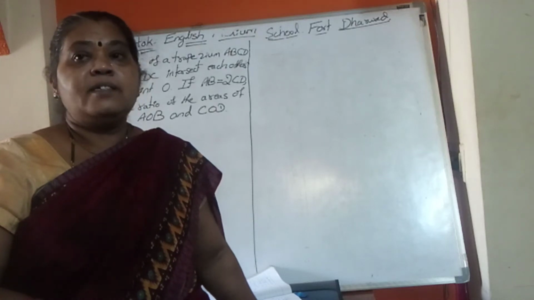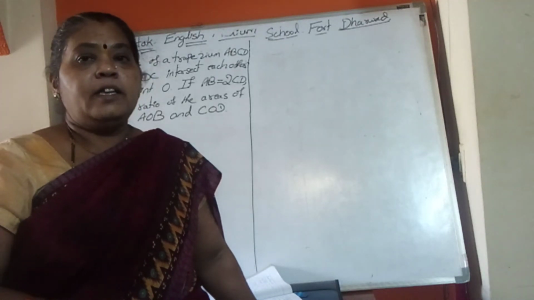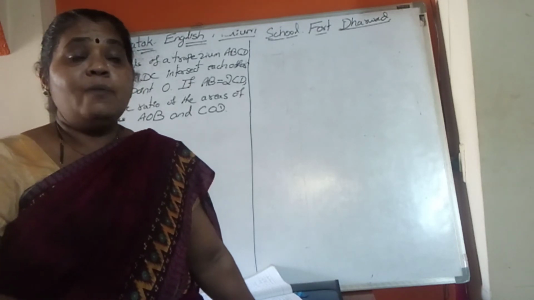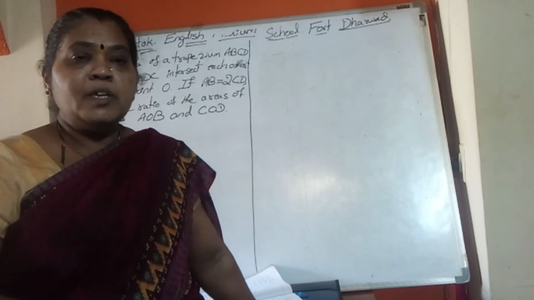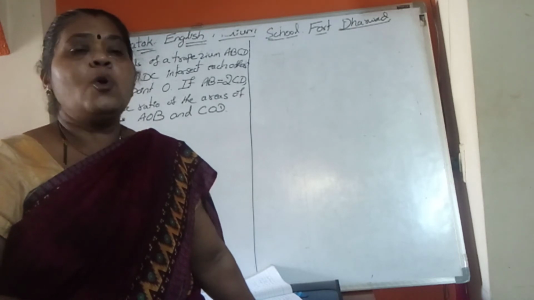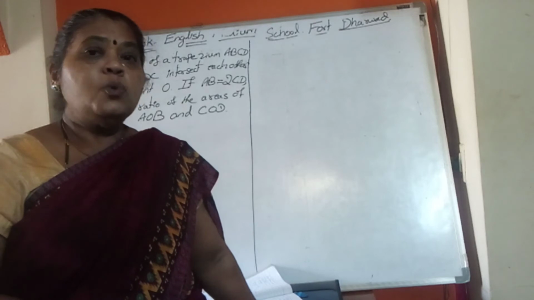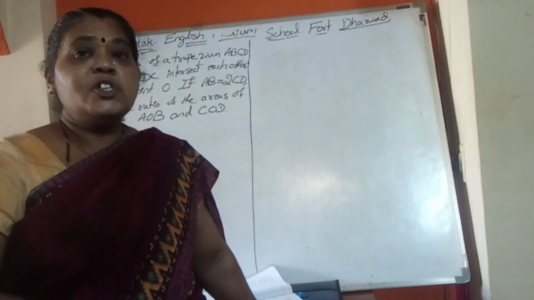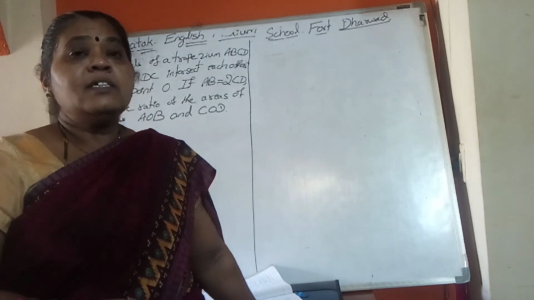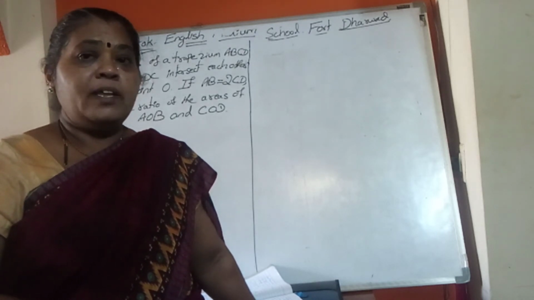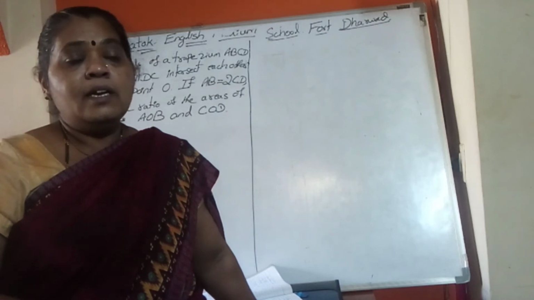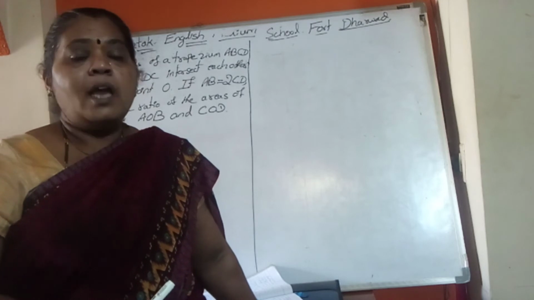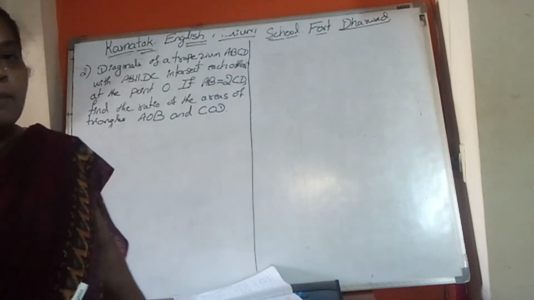Good morning, students. You already learned Theorem 2.6: the ratio of the areas of any two similar triangles is equal to the ratio of the squares of their corresponding sides. You already learned that theorem and solved one example also. Now I'll teach the second example on this.